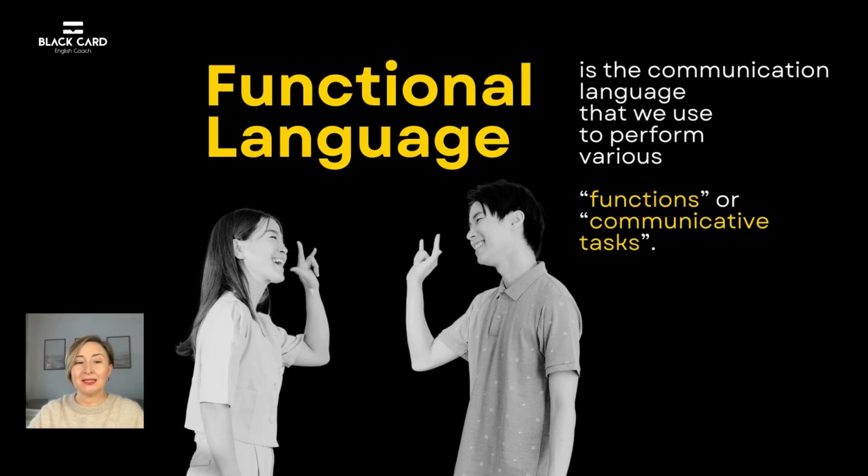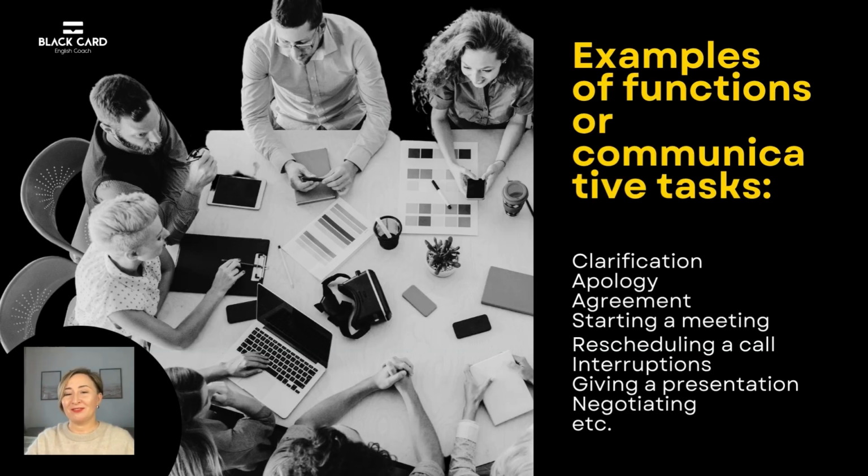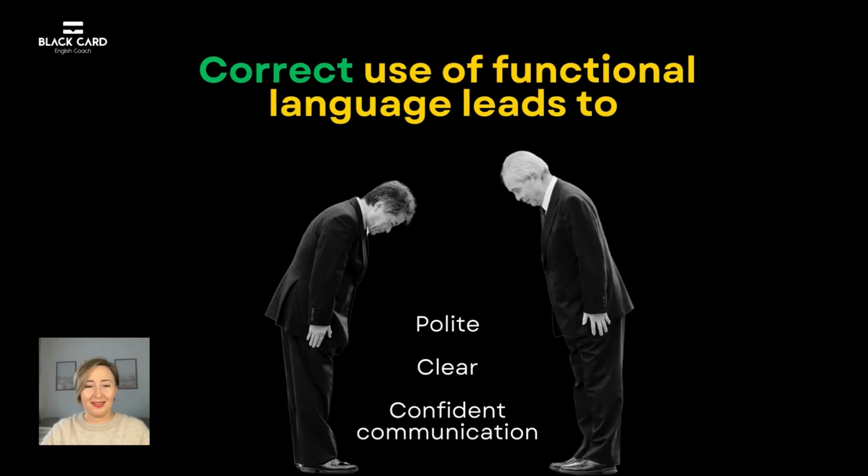Functional English is the communication language that we use to perform various functions or communicative tasks. Examples of communicative tasks or functional language are clarification, apology, agreement, starting a meeting, rescheduling a call, interruptions, giving a presentation, negotiations, and so on. There are a lot of communication tasks that we're dealing with every day.